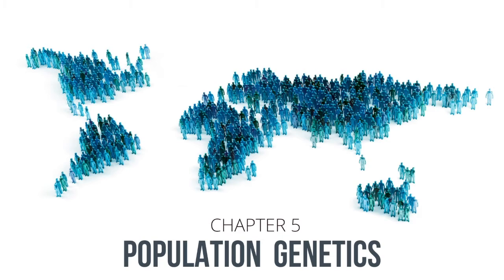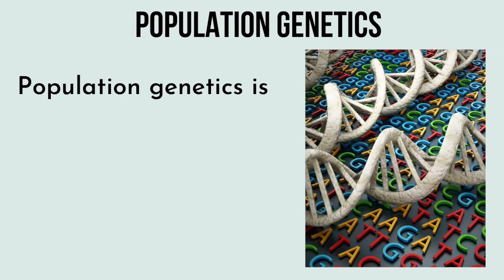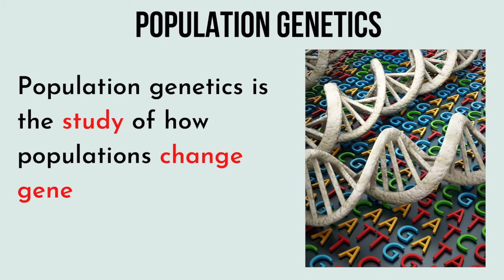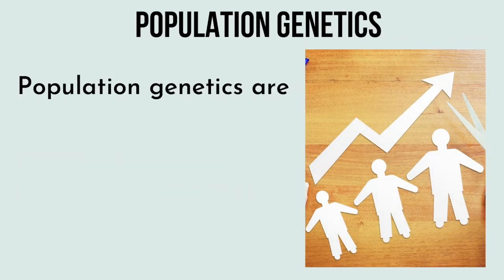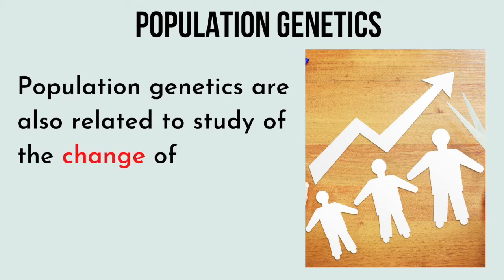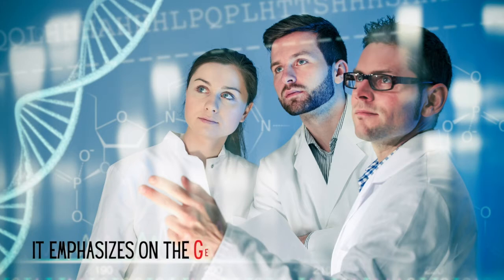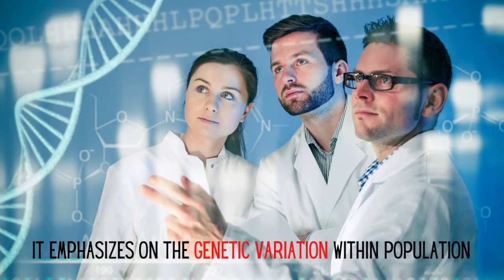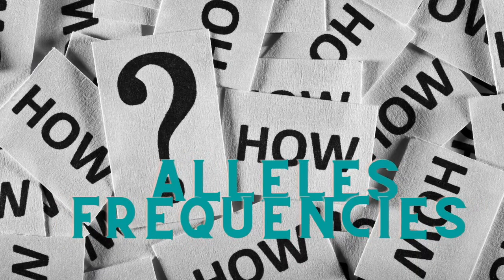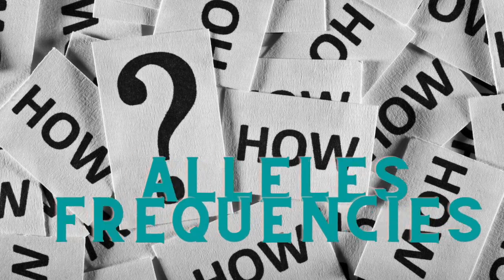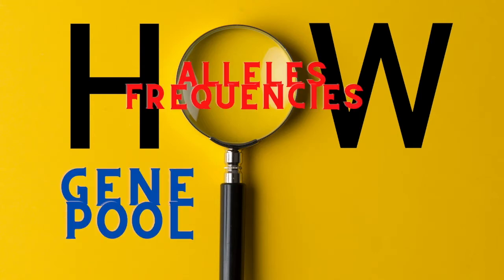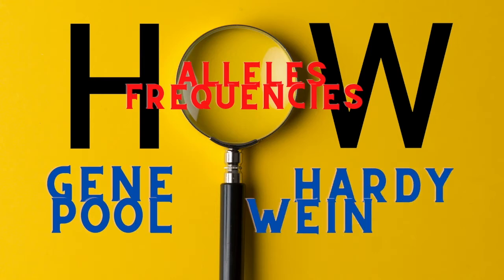What is population genetics? Population genetics is the study of how populations change genetically over time. It is also related to the study of the change of frequencies of alleles within a population. It emphasizes the genetic variation within a population. So, how do we calculate the allele frequencies? The allele frequencies can be calculated or determined by using the gene pool concept and Hardy Weinberg equilibrium.